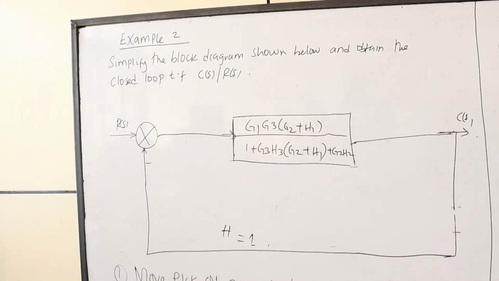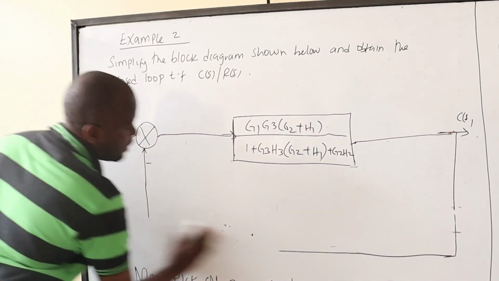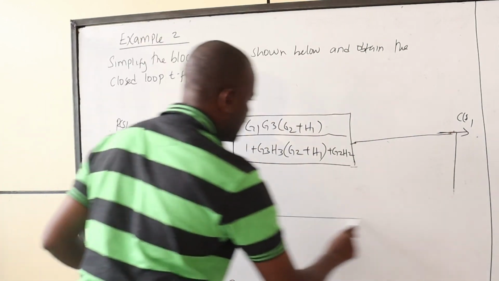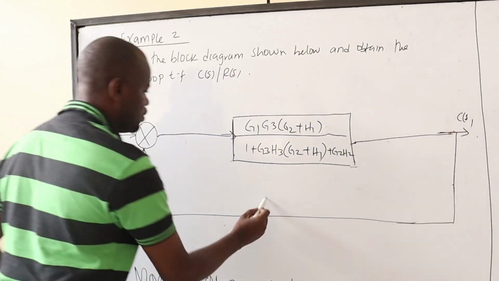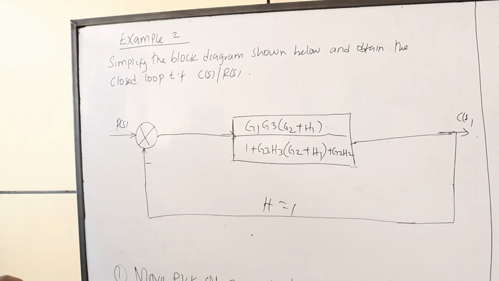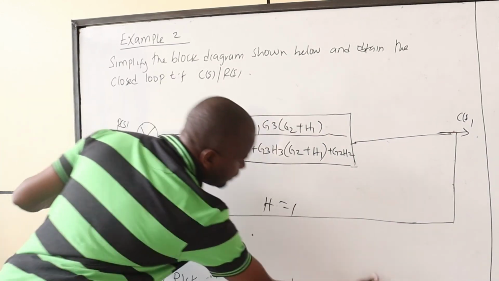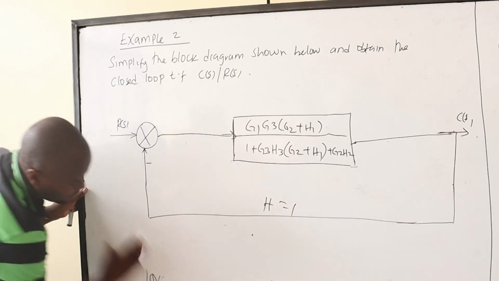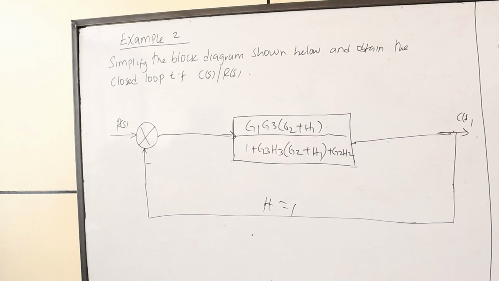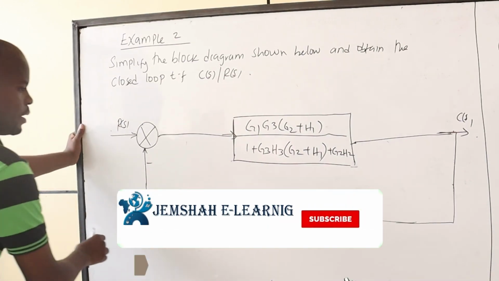So if the value of H equals 1, then we can create a space here. What we have here is something like that, with the value of H equal to 1. Now we can obtain the overall transfer function by eliminating the major loop that we are remaining with, that is loop number 8.